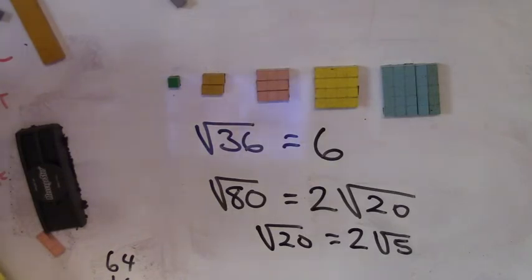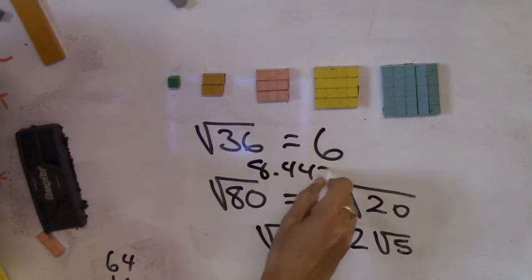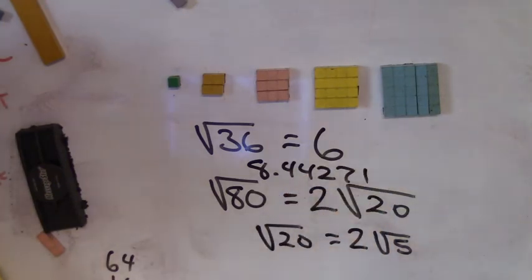Anyway. Take your calculator and punch square root of 80. Oh, square root of 80? You think about it in my head? Yeah, sure. 8.442711. 8.44271. We'll quit right there.